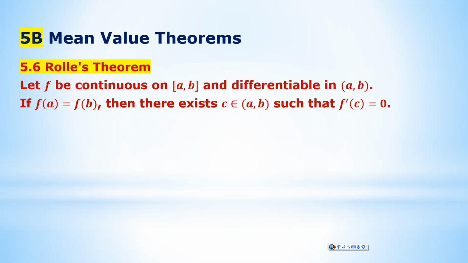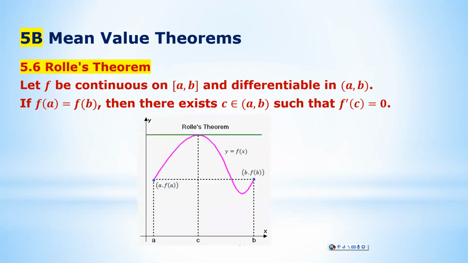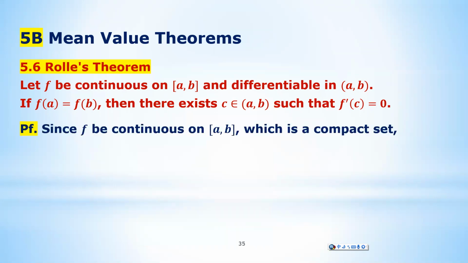So if you look at the picture, what convinces you this is so obvious? If you look at the curve from a to b, you can see the height is the same, the value at a and b is the same. Then there must be a maximum or minimum somewhere, at c, where the derivative should equal 0. However, we still need to prove it using this idea.